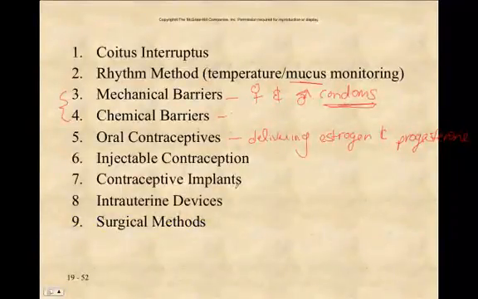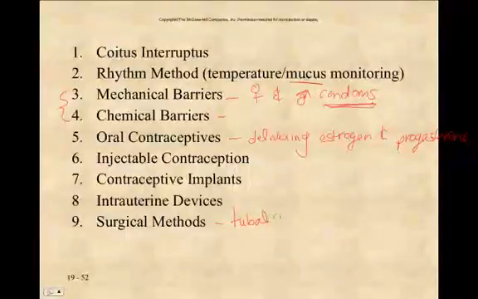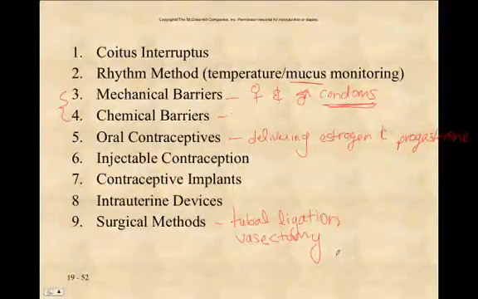And then, of course, there are surgical methods. On the female end, obviously, is tubal ligation, where the uterine tubes are cut and ligated. And on the male end, it would be a vasectomy, where we go in and ligate the vas deferens right near the epididymis.